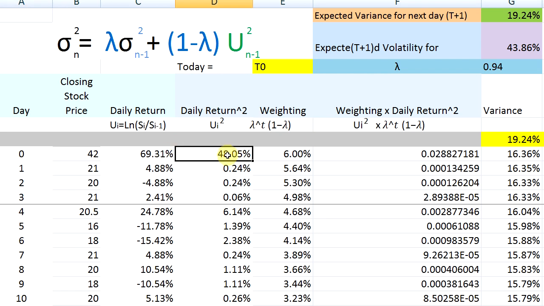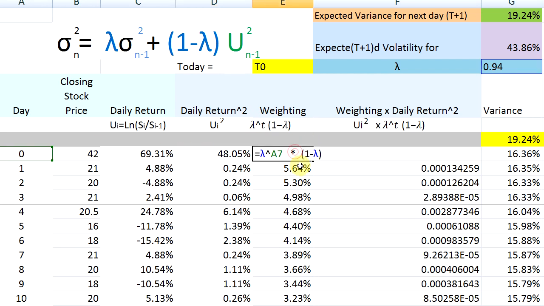Now what we do is we apply a weighting. Now the formula for the weighting is lambda to the power T. So in this case, you can see here, lambda to the power T. In this case, T is 0. So lambda to the power 0, multiplied by 1 minus lambda, and here lambda is 0.94, so it's multiplied by 1 minus lambda.